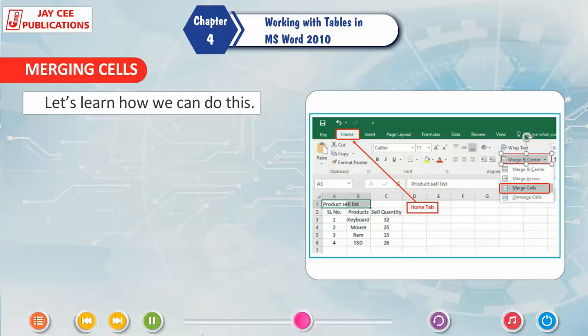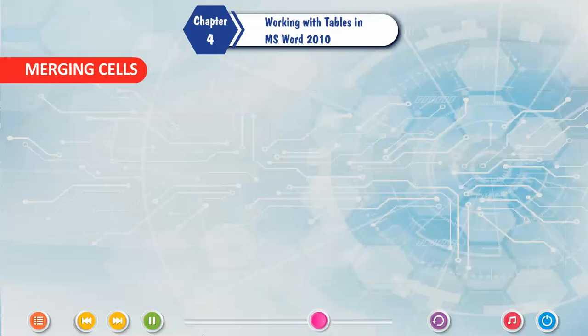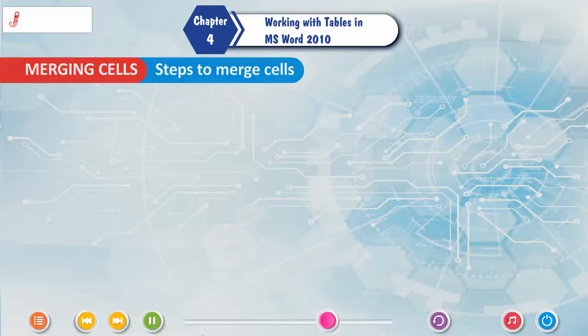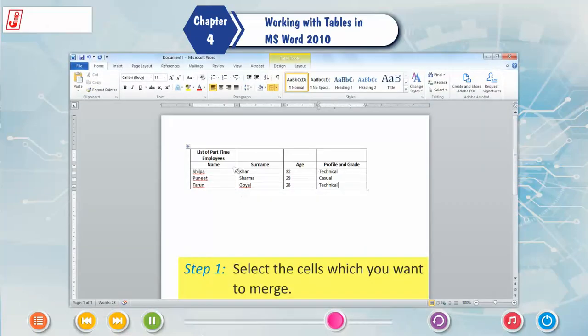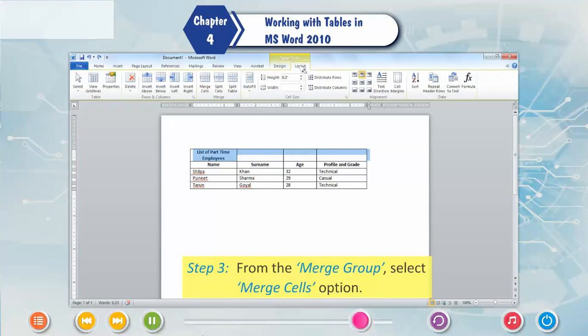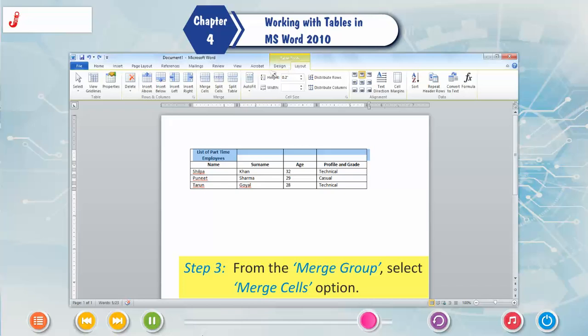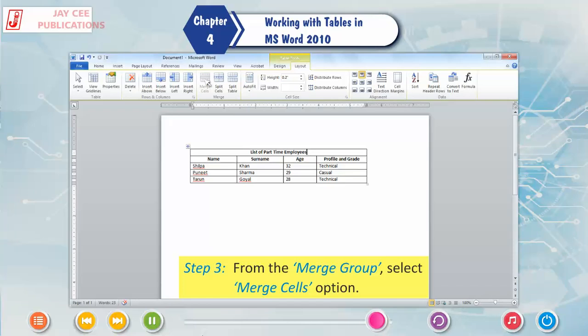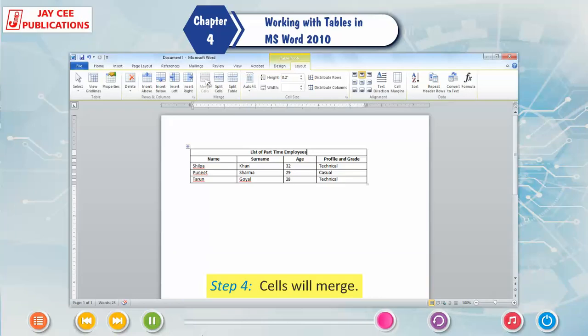Let us take an example. Let's learn how we can do this. Steps to merge cells. Step 1. Select the cells which you want to merge. Step 2. Now click on the Layout tab. Step 3. From the Merge group, select Merge Cells option. Step 4. Cells will merge.